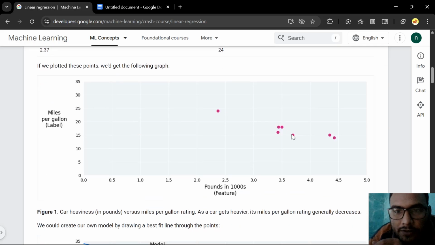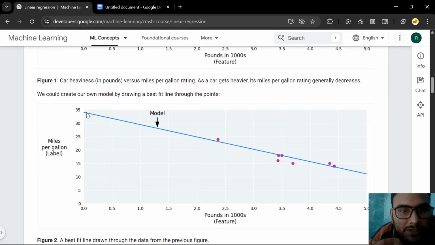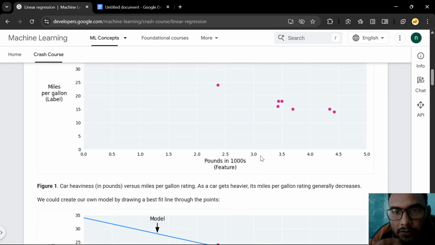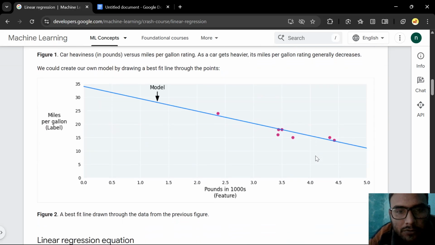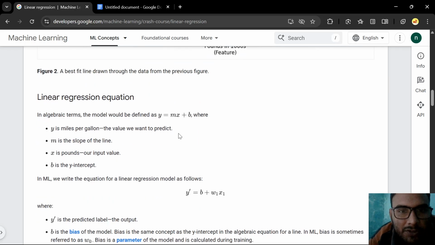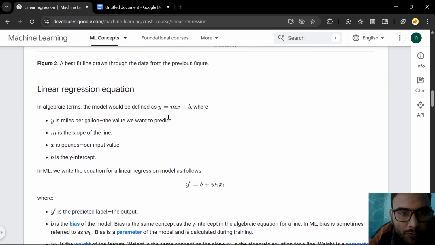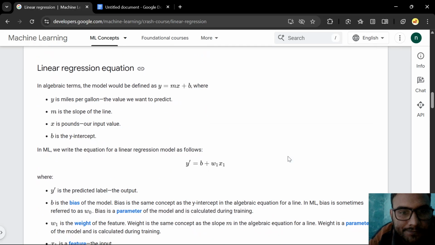So see, these are different points. I will plot a line. This is the best fit line that optimizes or matches most of the dots. And this is the equation: y equals mx plus b. Y is the output, miles per gallon, that is the fuel efficiency. M is the slope of the line. X is the pounds, our input value, and b is the y-intercept.